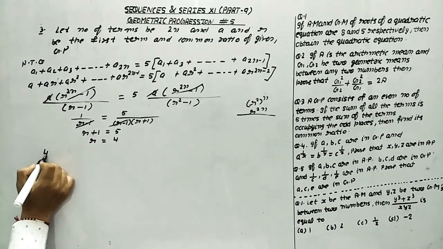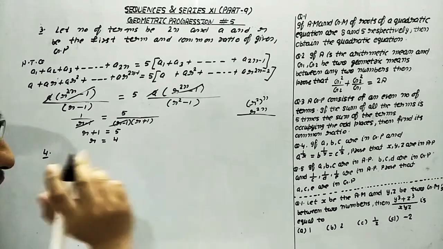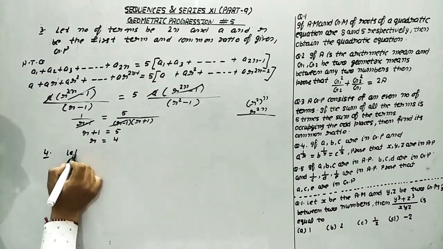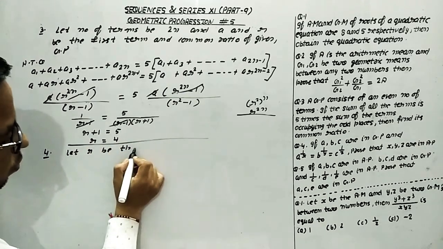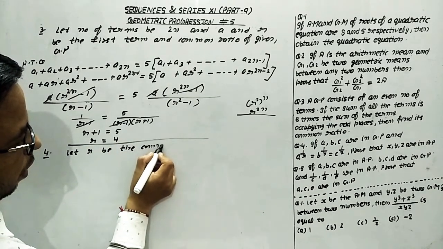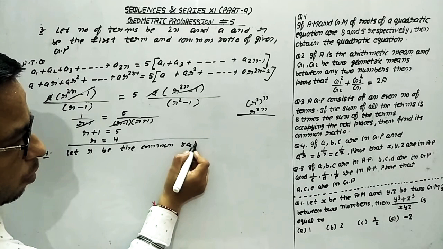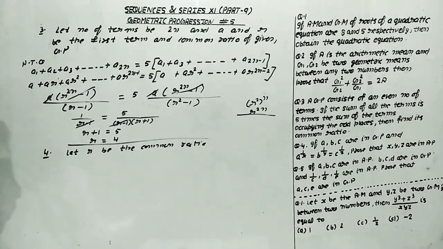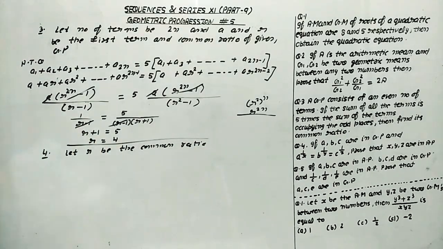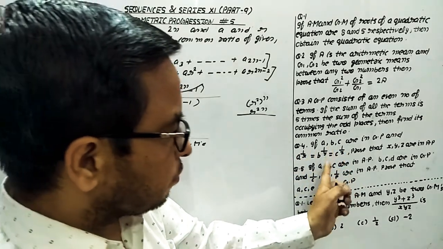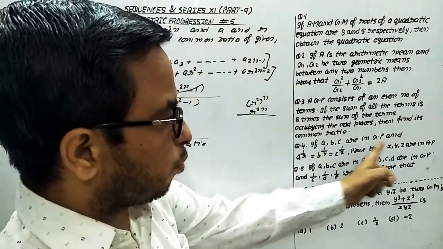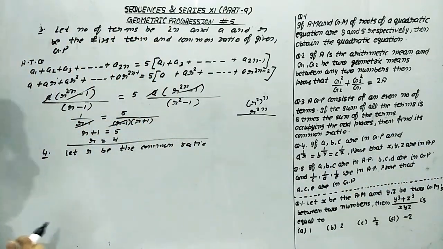Now look at this thing. Question number 4. If A, B, C are in GP, same thing. Let R be the common ratio. What did we take R as? Common ratio. If we require it, we will use this. Otherwise, we will carry on like this only. Prove that x, y, z are in AP.